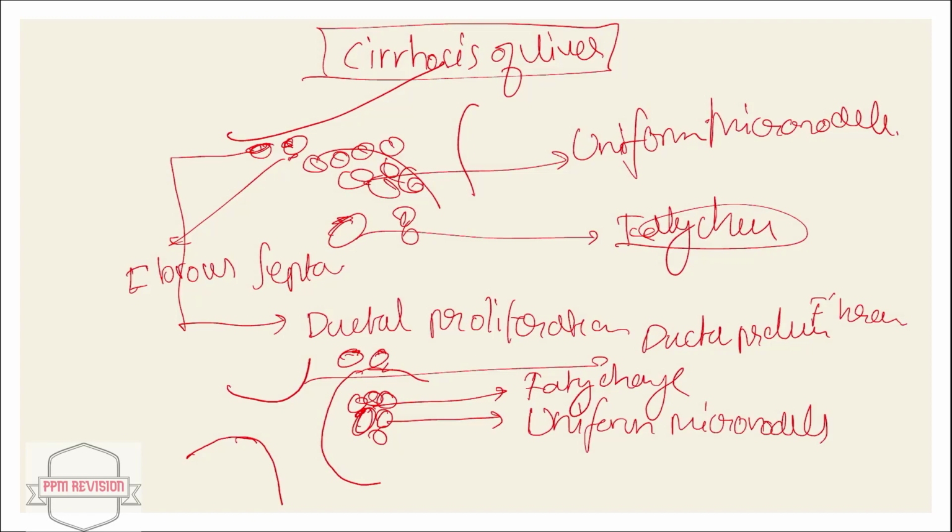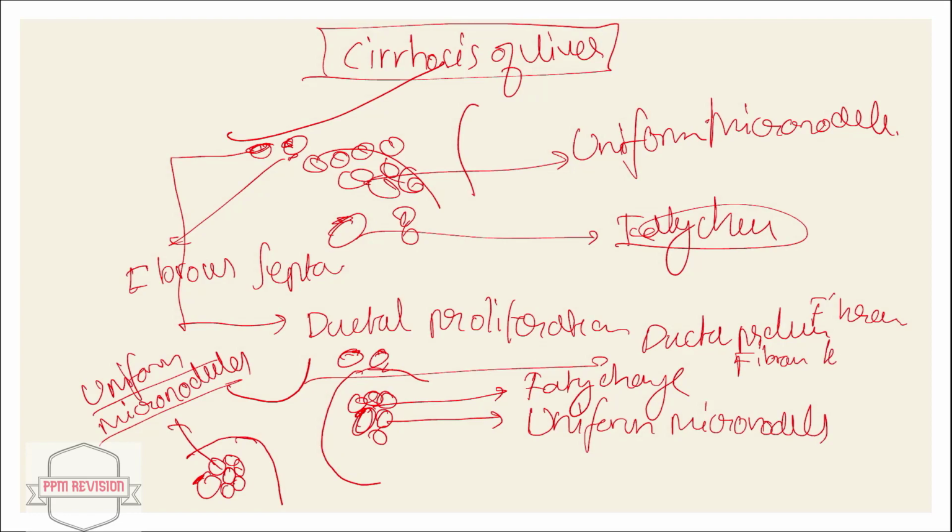Okay, so now just recapping what we have done, we have shown a fatty change. There's also uniform size micronodules. So there's a fatty change here, and uniform micronodules, right? And then there's also presence of the fibrous septa as well as ductal proliferation. Done.